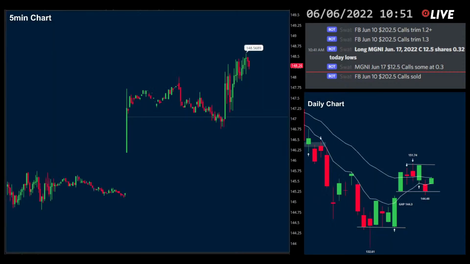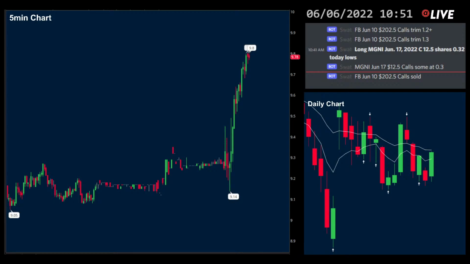Very slow. Some programs selling on Apple at the 21-day moving average. Again. Nice move on WOOD, guys.